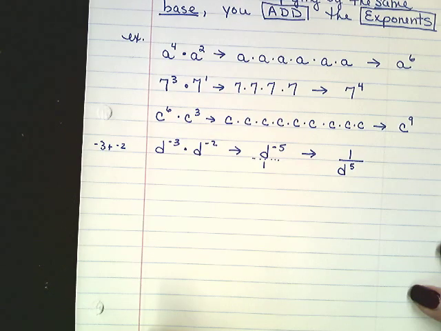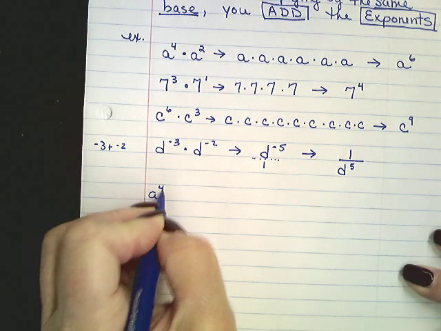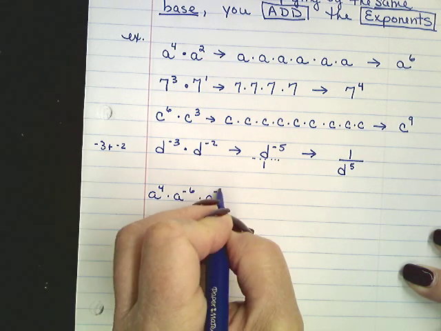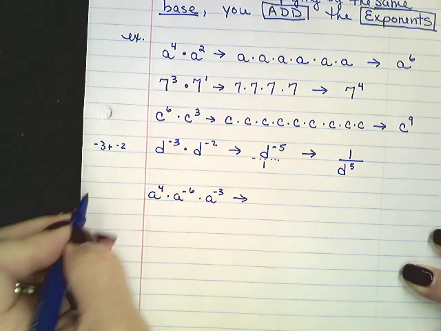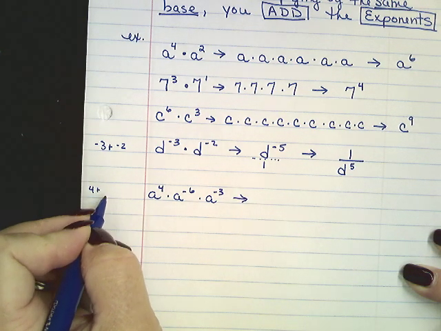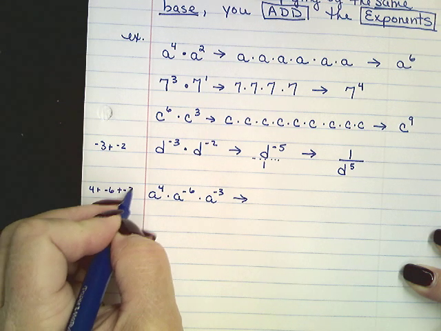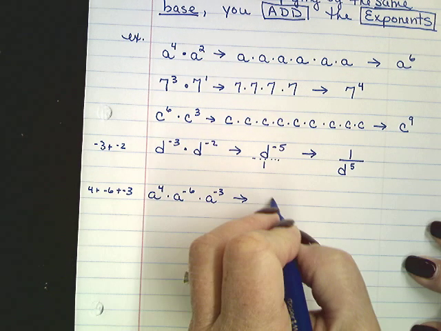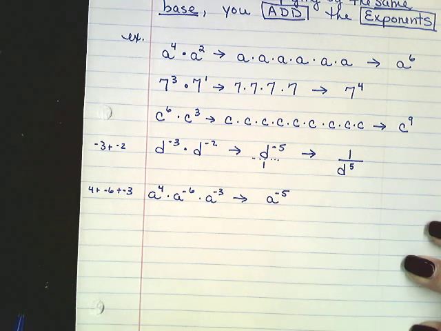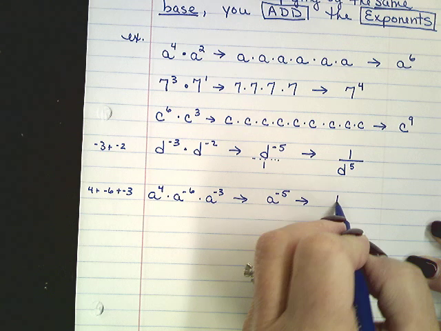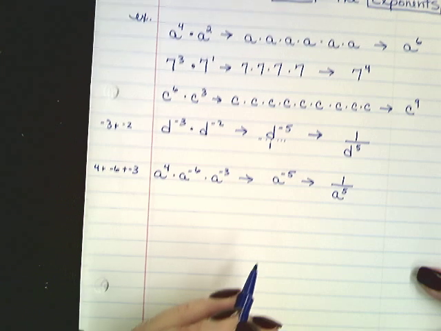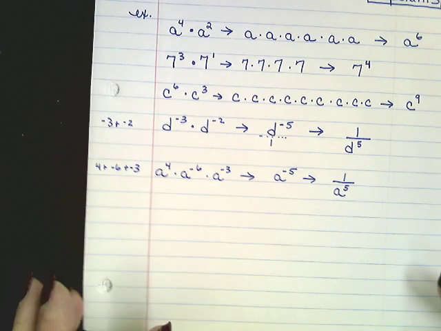You will never, ever, ever have to operate with negative exponents. All right, how about this one? A to the 4th times a to the negative 6 times a to the negative 3. Now just add the exponents. So I'm saying 4 plus negative 6 plus negative 3. 4 plus negative 6 would be negative 2. Negative 2 plus negative 3 would give you a to the negative 5. Again, it becomes 1 over a to the 5th.